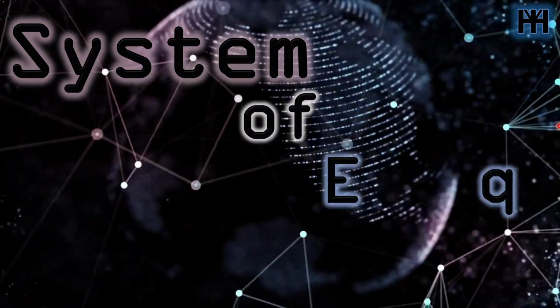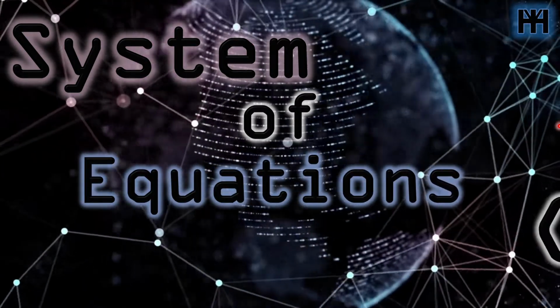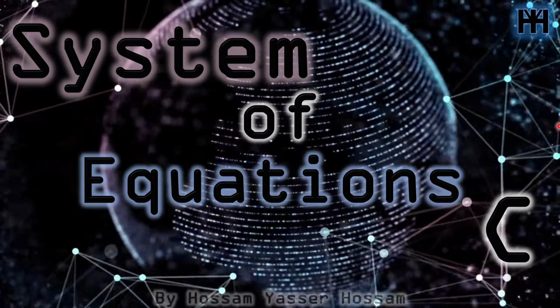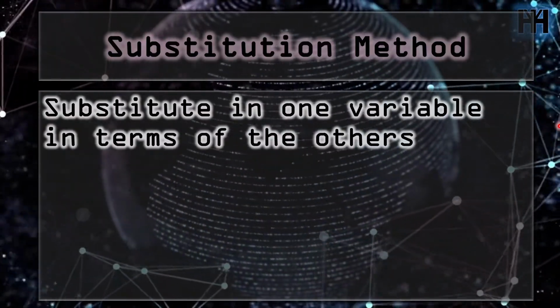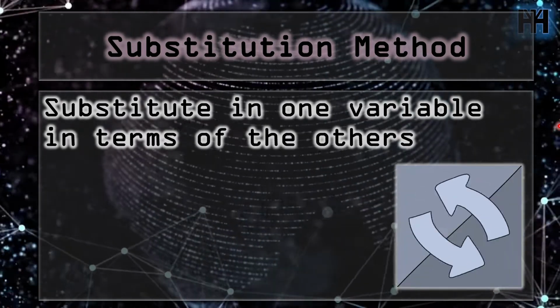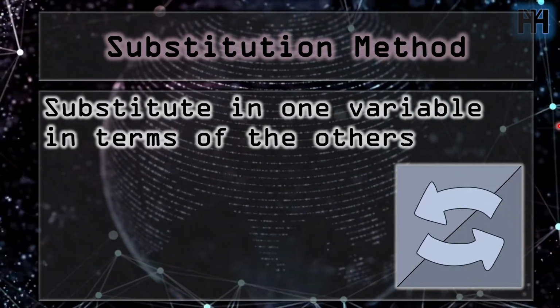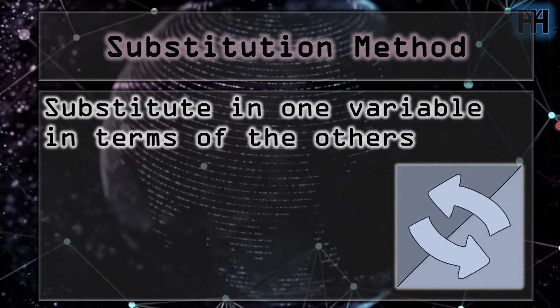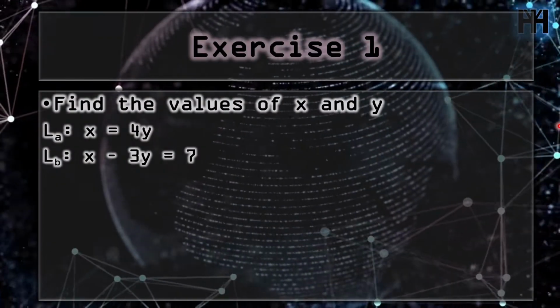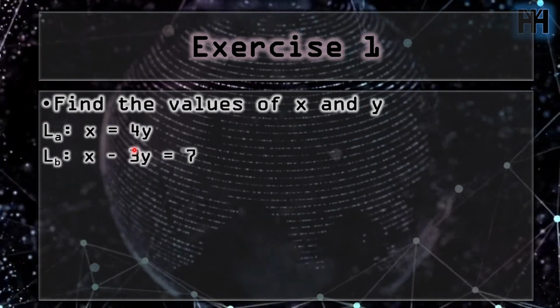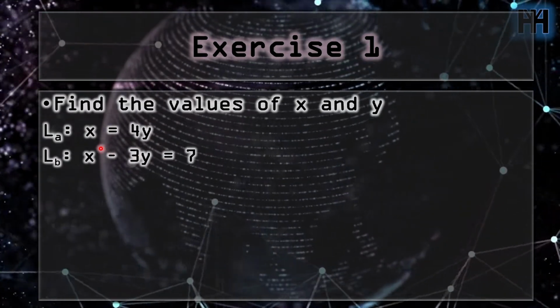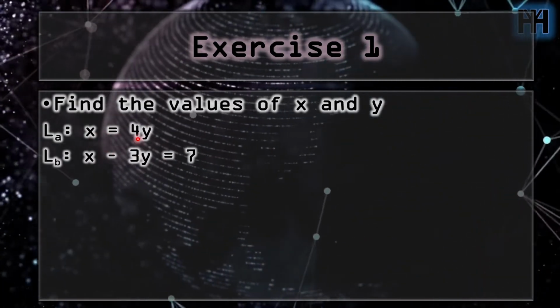System of equations, Part C. Substitution method. Substitute in one of the variables in terms of the others. We want to create an equation in terms of one of the variables, so we can replace it in the other equation.